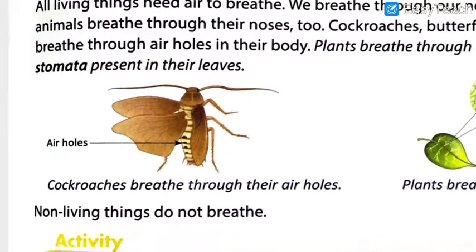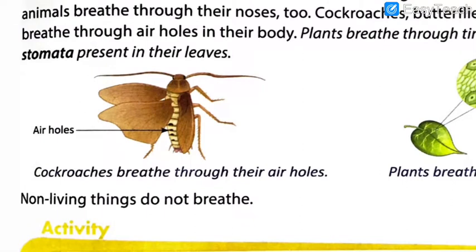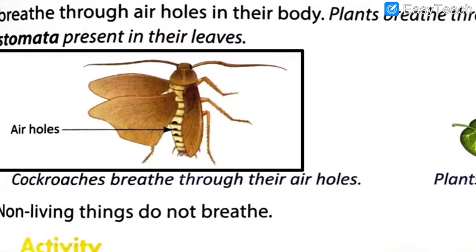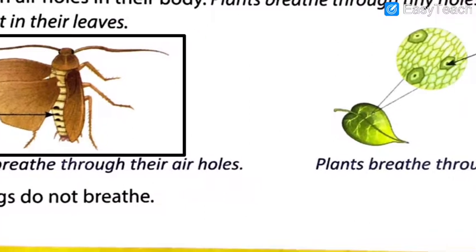Now, here in the picture, they have shown us the labeled diagram so that you can understand properly. As you can see, here is the diagram of a cockroach. Now, here they have shown the air hole, how it looks like. It is very tiny, but it is present on their body. So, cockroaches breathe through their air holes.